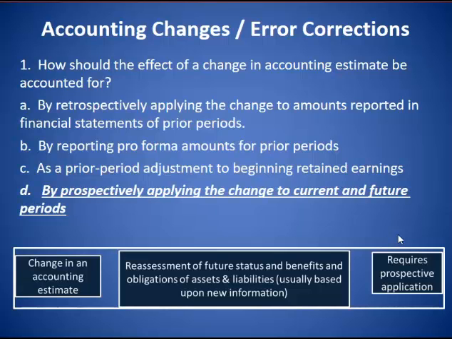Okay, number 1. The question is, how should the effect of a change in accounting estimate be accounted for? And the answer is D, by prospectively applying the change to current and future periods. If we take a look at our previous slide information, a change in an accounting estimate is the reassessment of future status and benefits and obligations of assets and liabilities. That's usually based upon new information, and that requires a prospective application.